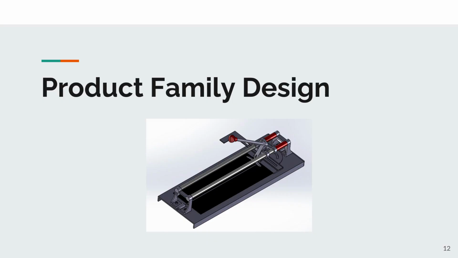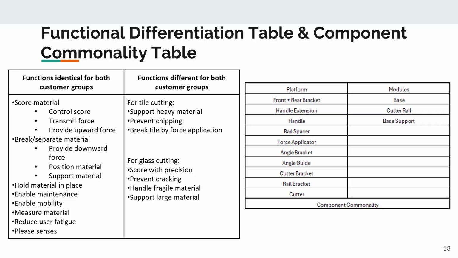Next, we will discuss the product family design. On the left, we have the functional differentiation table. As you can see, many functions are common for both use cases. However, for tile cutting only, it must support heavy material and prevent chipping, which tiles are prone to do. On the other hand, for glass cutting, it must score with precision and prevent cracking, which glass is prone to do. Also for glass, it has to support a larger material because glass windows are usually larger than tiles.